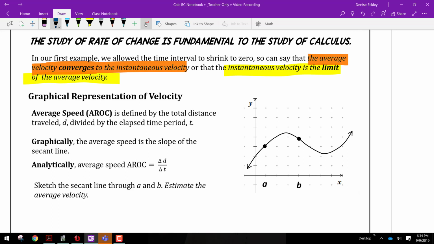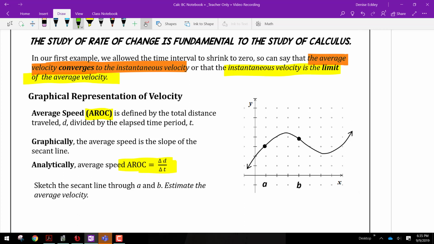Okay, so let's look at a graphical representation of our velocity. So here's a curve, and this is time over distance. And what we want to find, our average rate of change, our AROC, is defined as the total distance traveled divided by the elapsed time period t. So we have this little ratio that we should be very familiar with analytically. That's our slope formula, delta d over delta t. Graphically, what we have is the slope of the secant line.